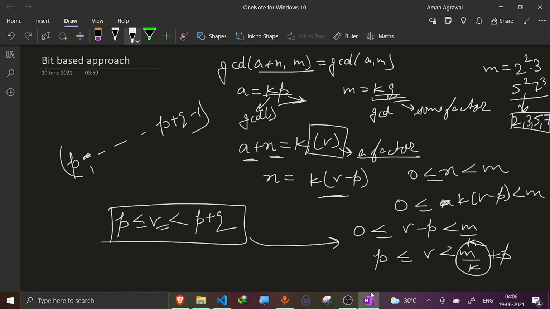Okay, so now suppose the GCD of a and m was 2 only. So if this r contains any of the factors other than the GCD, suppose it contains 7 also. So now this q also contains this 7, and this factor a plus x is equal to k times something, and this also contains 7. Then this would imply that the GCD of them would be multiplied by 7 also. So the GCD of a plus x comma m would now not be equal to GCD of a comma m.